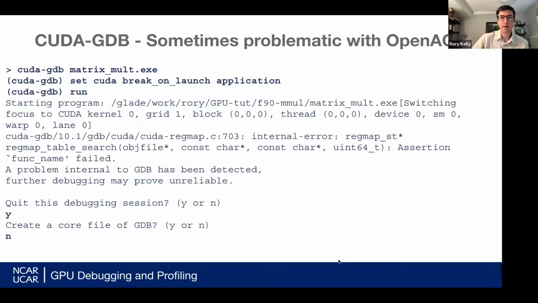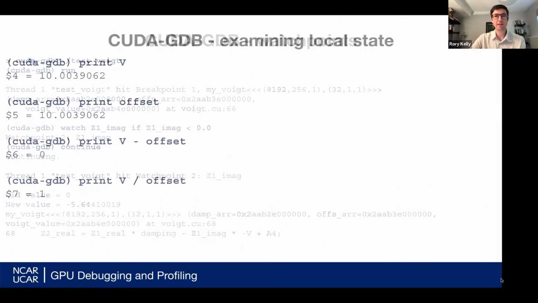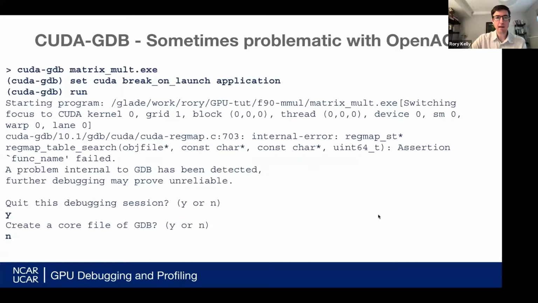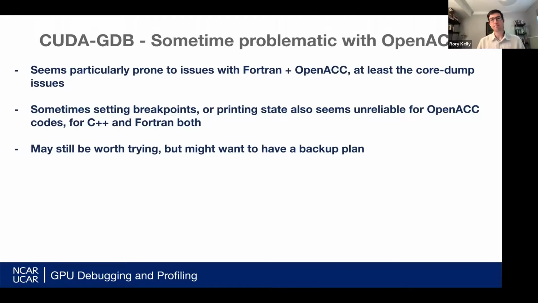Okay, and here's a problem that I encountered somewhat frequently in putting this talk together, trying to use CUDA GDB on OpenACC code. This seemed to be particularly problematic with Fortran OpenACC. This is a matrix multiplication example. Here I'm just trying to run it in the debugger, and it causes the debugger itself to segfault. That's something I hit a few times. So, just to point out here that the debuggers aren't perfect, and you might hit problems like this. So it's good to have a backup plan. I wouldn't say CUDA GDB should be your only plan for debugging your code.